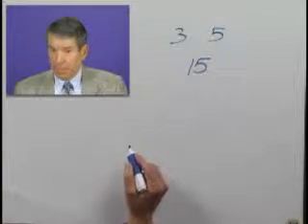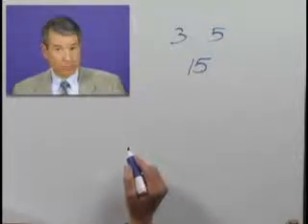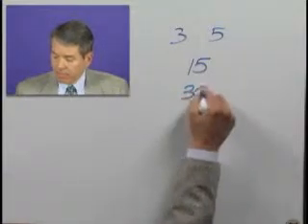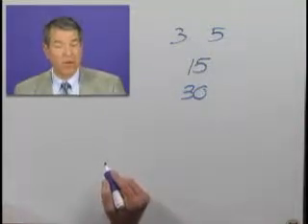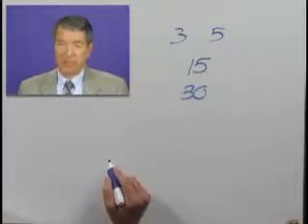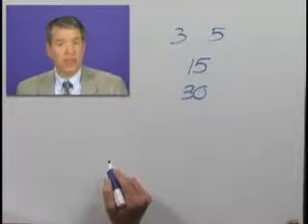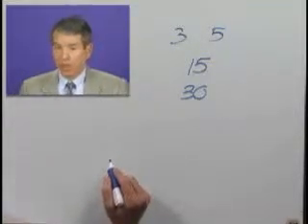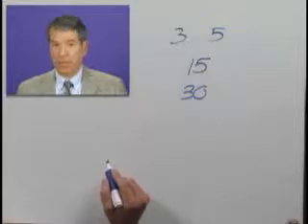So it's a common multiple. There are other multiples that are common to 3 and 5. For example, 3 and 5 are both in 30, but it's not the least common multiple. 15 is the least common multiple, the smallest number that is a multiple of both 3 and 5. This is what we want to find, the least common multiple.